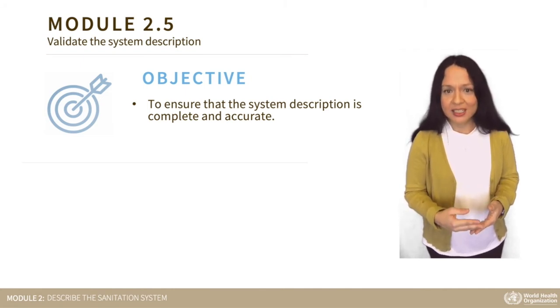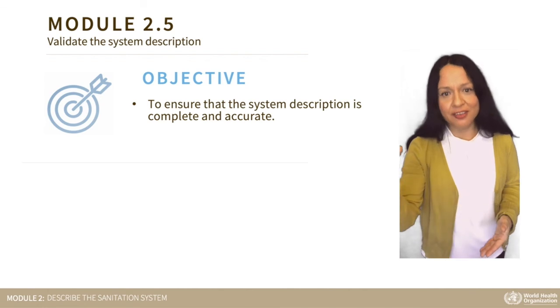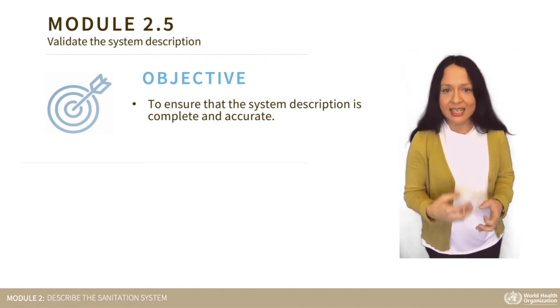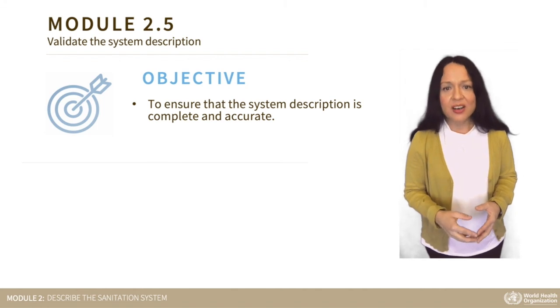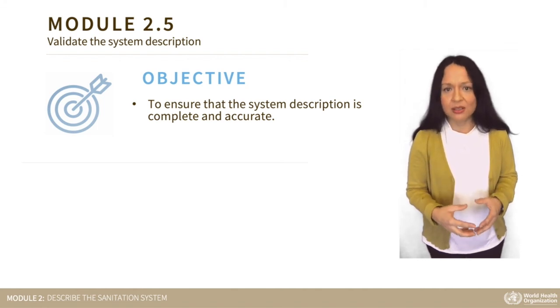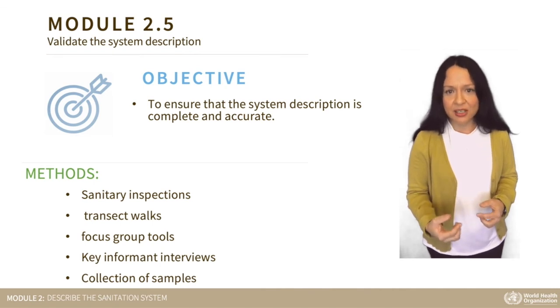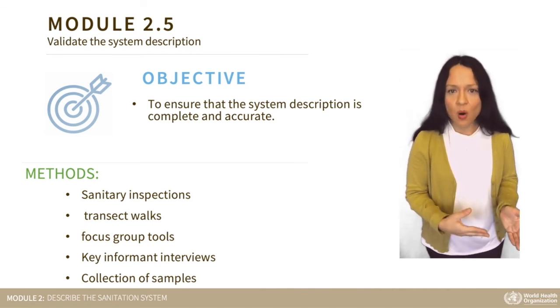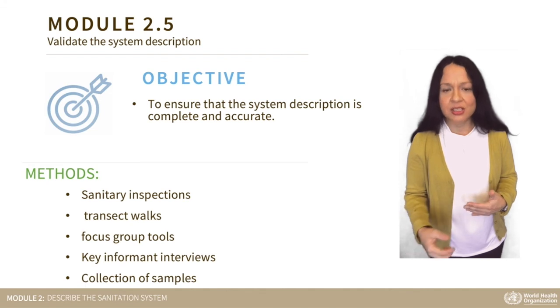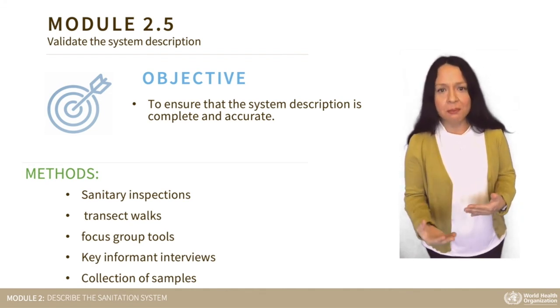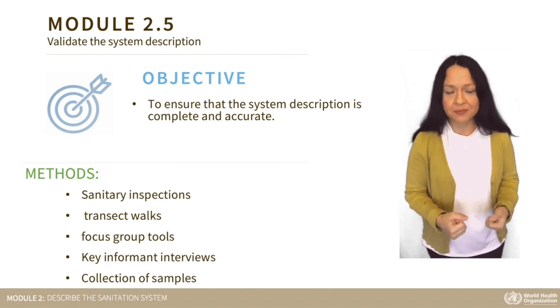Because Modules 2.1 to 2.4 are probably mainly a desk exercise, we need to carry out Module 2.5 to get out of the office and validate if the system description is complete and accurate. There are a number of methods to conduct field investigations, such as sanitary inspections and surveillance, transect walks, focus group discussions, key informant interviews, and collection of samples for laboratory testing.